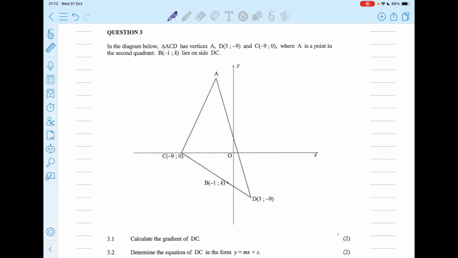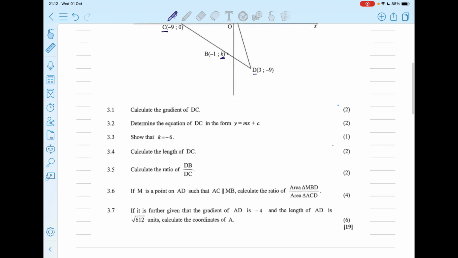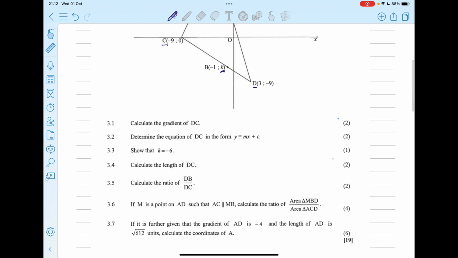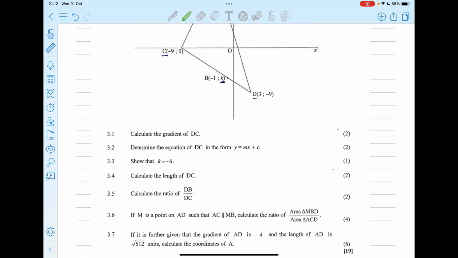So we've been given a diagram with triangle ACD, and it has the vertices A, which we don't know the coordinates of, D down here, and C over here to the left. And A is a point in the second quadrant, and we don't know the y coordinate of point B. All right, let's get into the questions. So 3.1 wants us to calculate the gradient of DC.